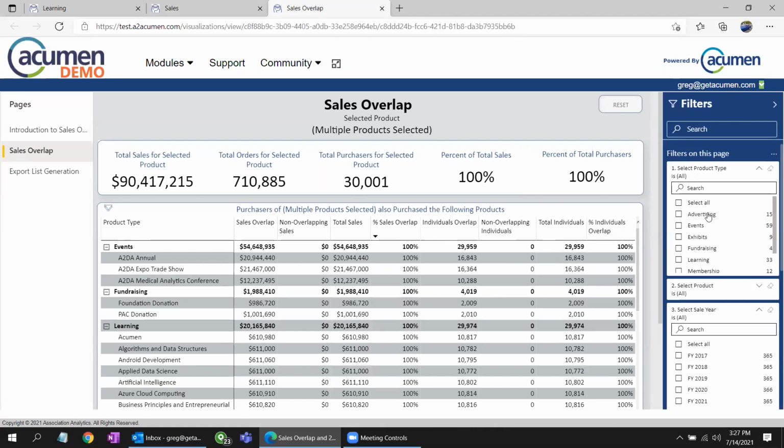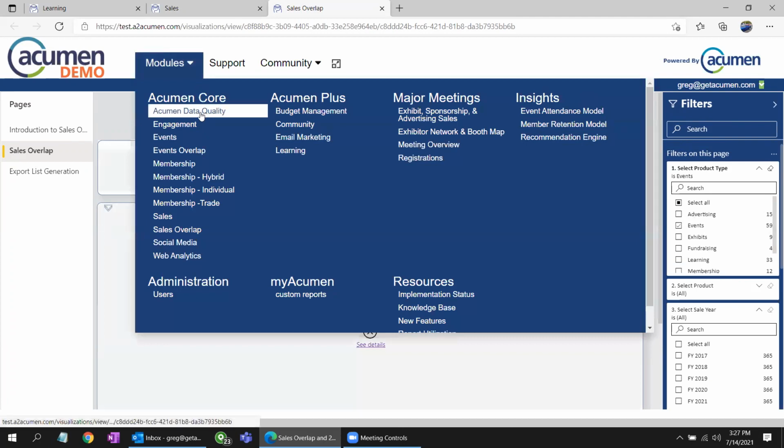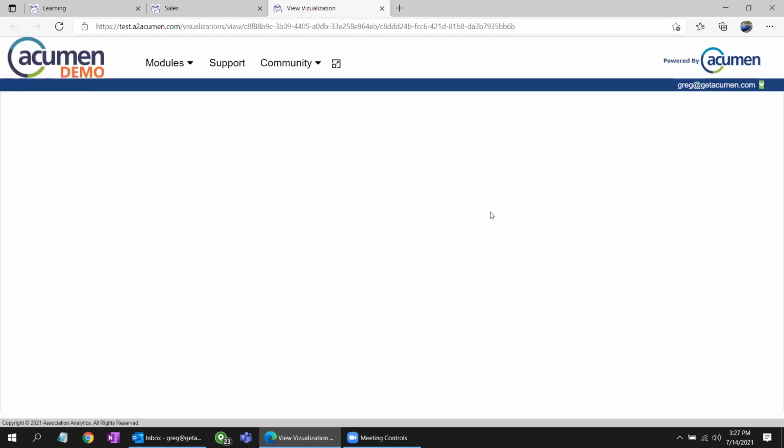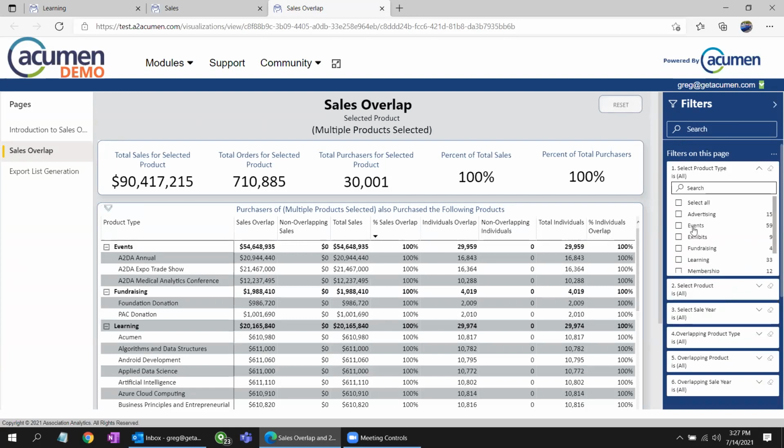So our event every year gets a lot of people who come. So here I can go and say events. Sorry about that. This is what happens when I load it beforehand. All right. So what we want to do is we want to say, of all the people who went to our event, what else did they do with us? So we're going to go here to product type, and I'm going to say events.